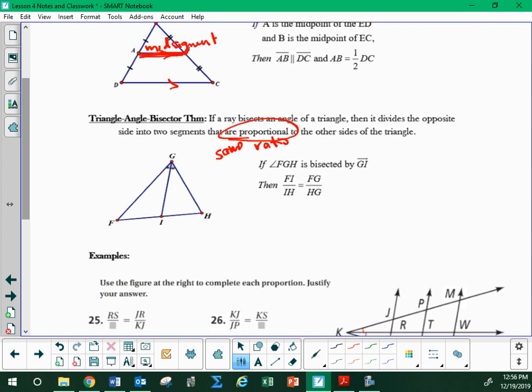So when we have this angle bisector, can we borrow Natalia? She is not here today.